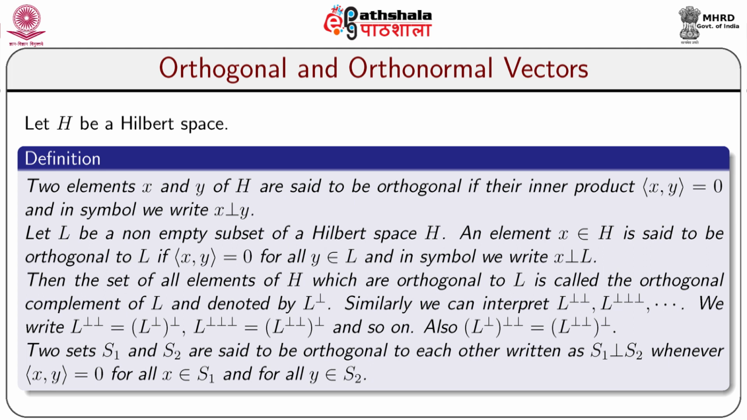Similarly, we can interpret L perpendicular perpendicular, that is L double perpendicular. Similarly, L triple perpendicular and so on. We write L double perpendicular is equal to perpendicular of L perpendicular. Similarly, we get L triple perpendicular and so on. Also, double perpendicular of L perpendicular is equal to perpendicular of L double perpendicular. Two sets capital S1 and capital S2 are said to be orthogonal to each other, written as S1 perpendicular to S2, whenever inner product x comma y is equal to 0 for all x belongs to capital S1 and for all y belongs to capital S2.